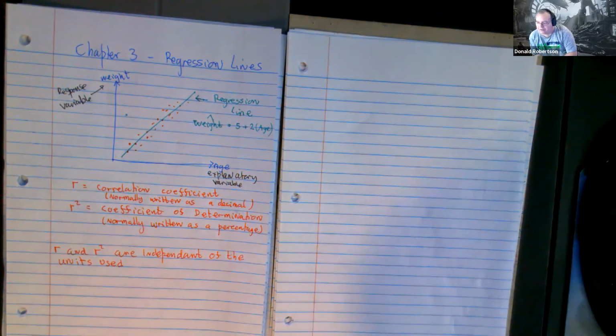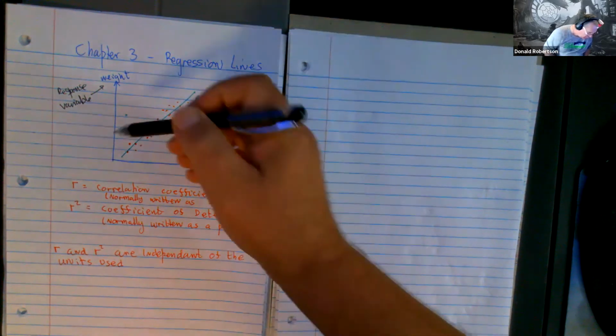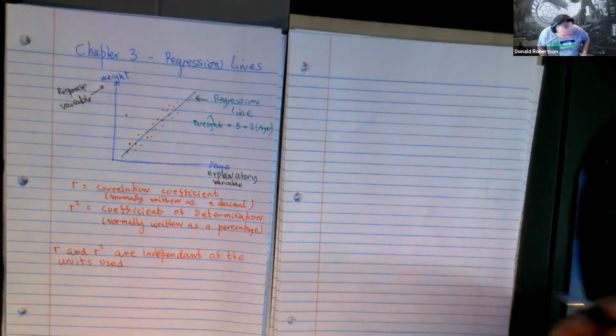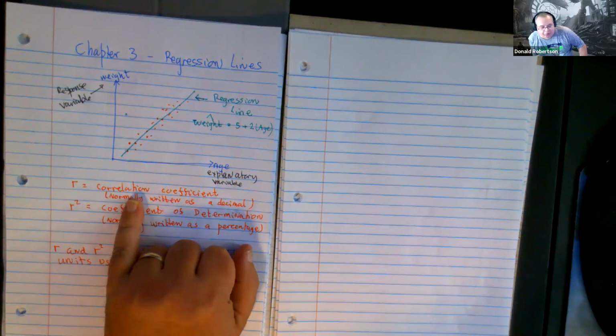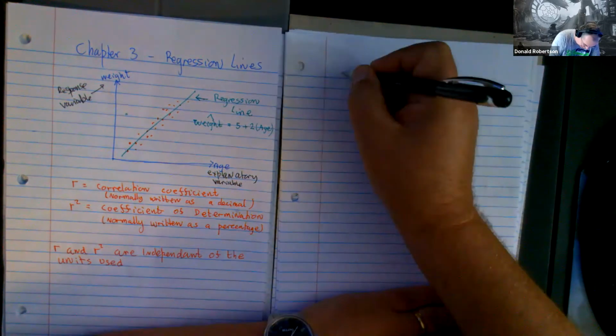Remember all the lists I gave you, in case you watch videos and you're wondering what they're talking about. The x-axis is called the explanatory variable. The y one is called the response. We know about that. We know about the correlation coefficient, normally written as a decimal. So let me just do a quick summary of that.